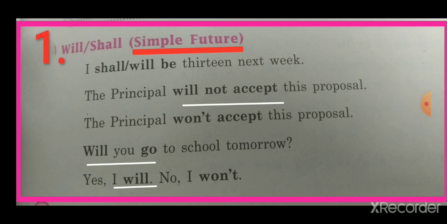So here we can take out the thing that will is applicable with all the persons, first, second and third. And the rule regarding will or shall is that we always use first form of the verb along with will or shall. Like, the principal will not accept this proposal. Here, will plus accept. Accept is first form of the verb. So, along with will or shall, we will always use first form of the verb. So, this is simple future tense.